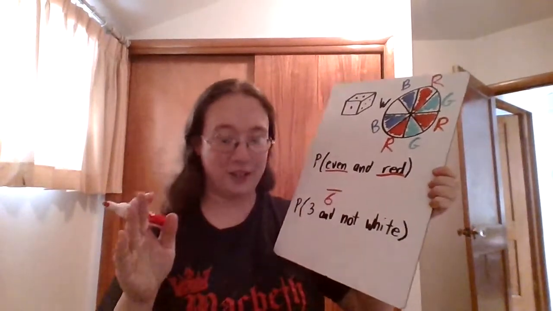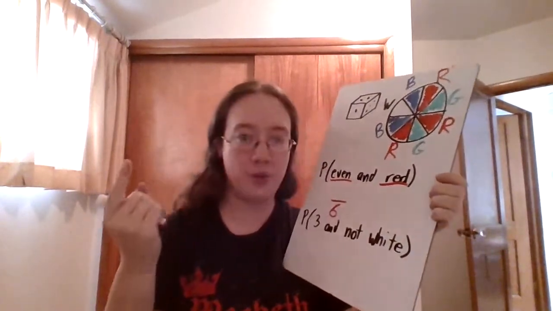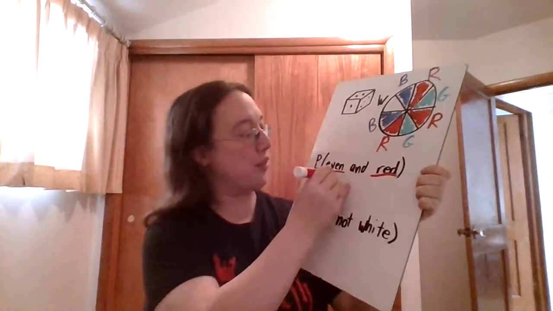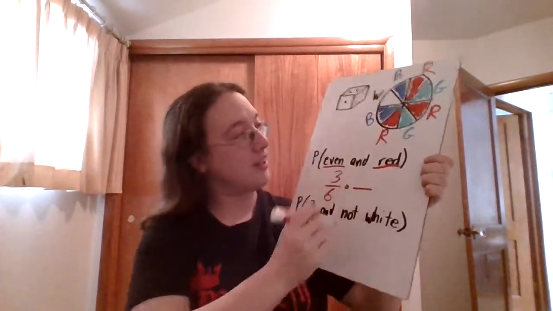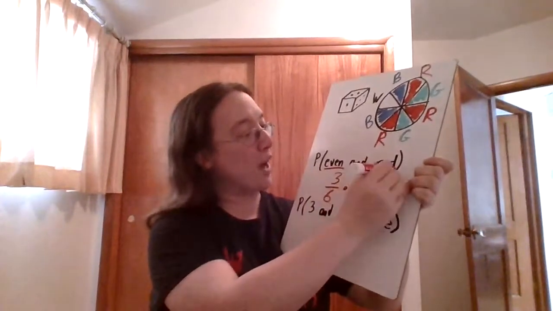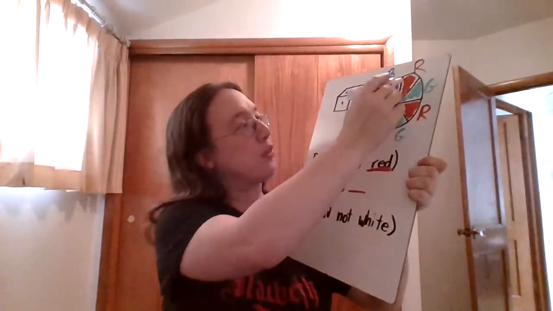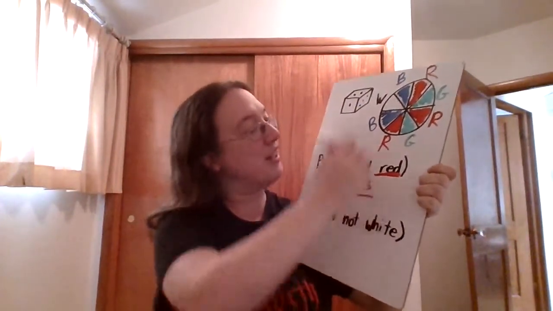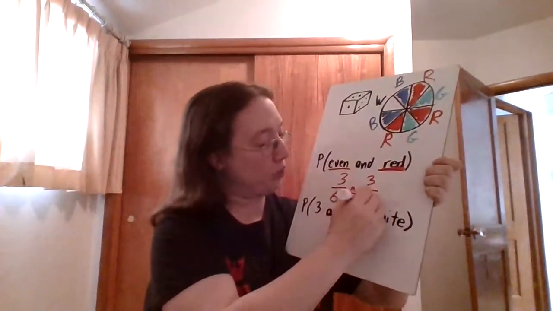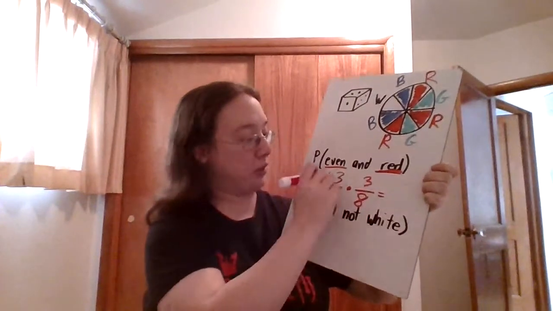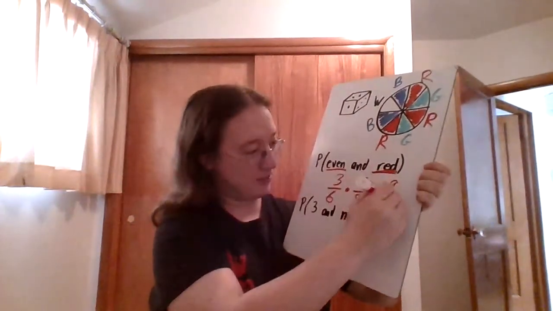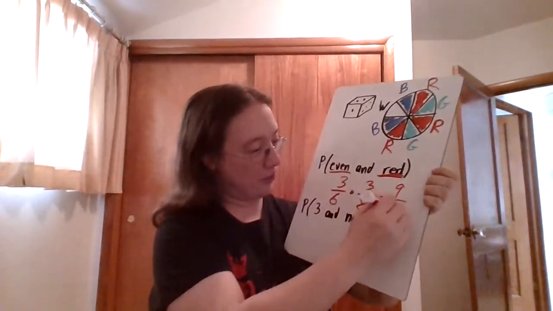Just normal, regular dice. So even numbers would be 2, 4, and 6. So we got 3 of those out of our 6. And then over here, if we want red, we've got 1, 2, 3 things that are red out of our 8 total sections. And again, we can just multiply straight across. 3 times 3 is 9. 6 times 8 is 48.